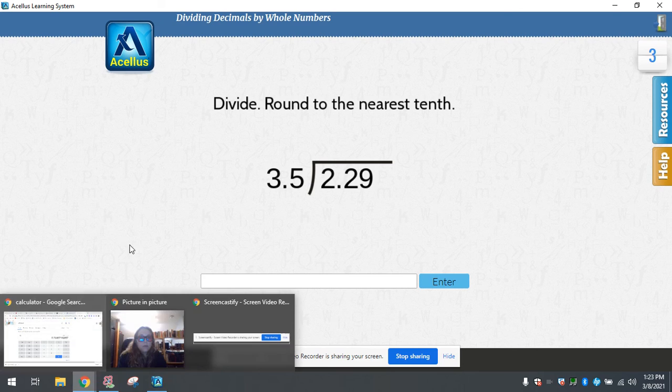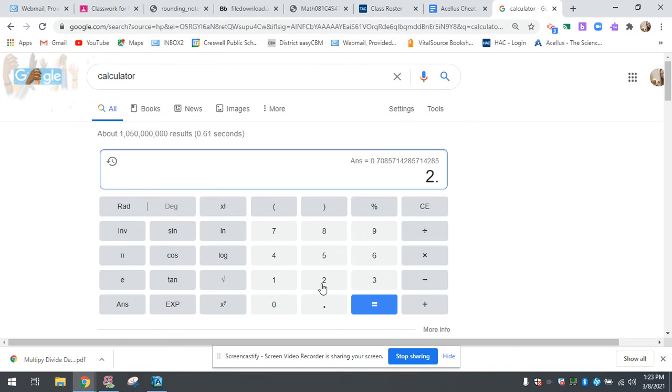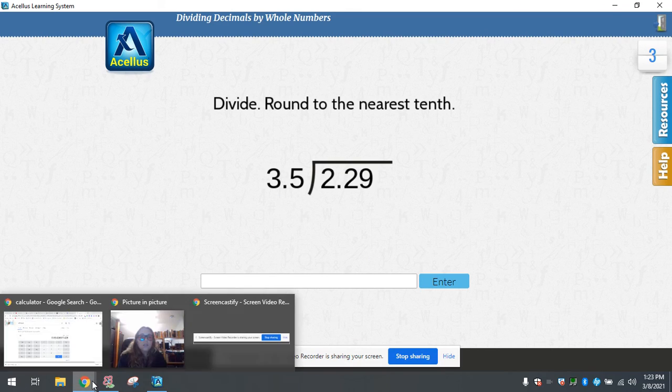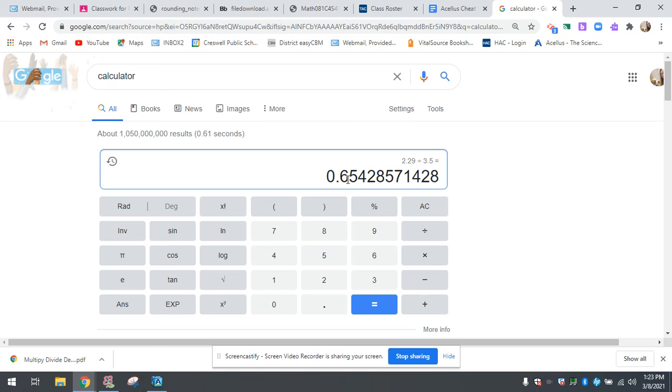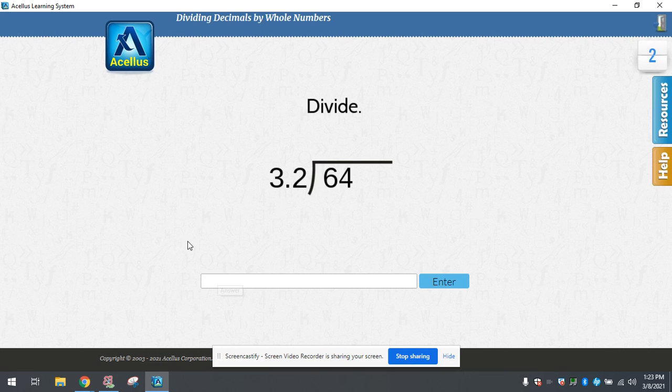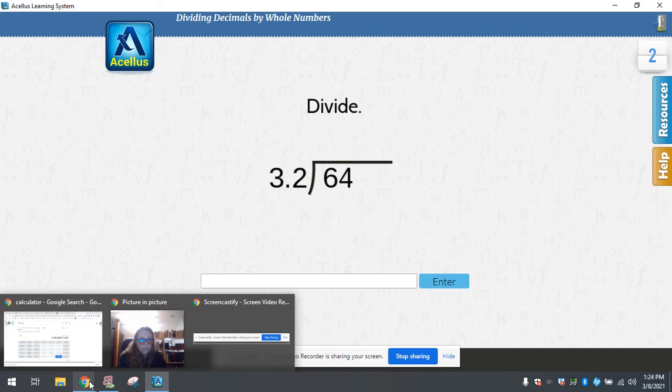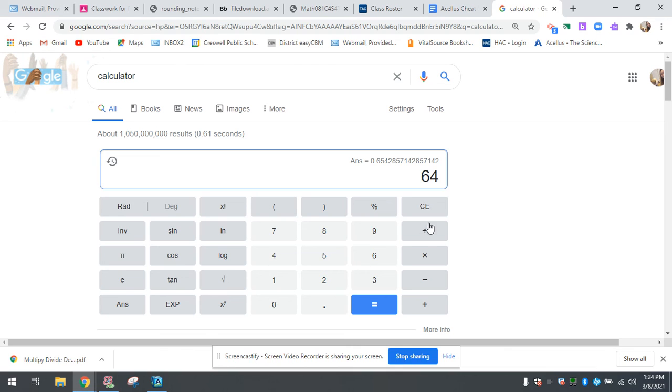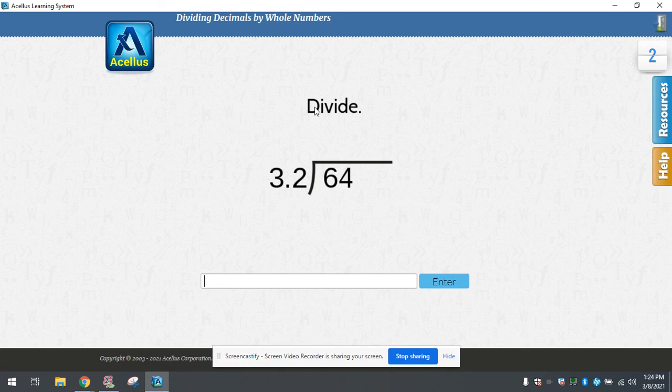2.29 divided by 3.5 equals 0.654 and so on. It says round to the nearest tenth again. So we look at the number to the right of the tenths place. We have a 5, 5 and up, round up. Our answer is 0.7. Next, 64 divided by 3.2 equals 20. Notice that it doesn't say to round here because we just get a nice whole number.